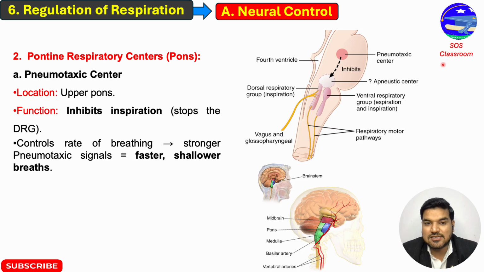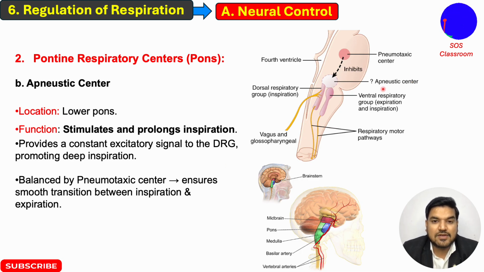So what is the function of the DRG? The DRG activates inspiration through contraction of the diaphragm and contraction of the external intercostal muscles. Then the pneumotaxic center is activated and controls, or inhibits, the inspiration. A stronger pneumotaxic center signal leads to faster and shallower breathing.